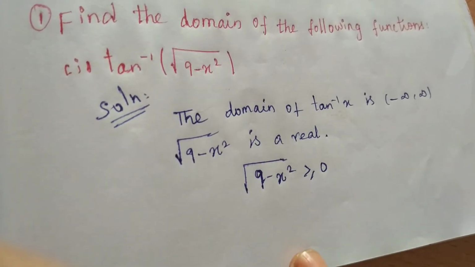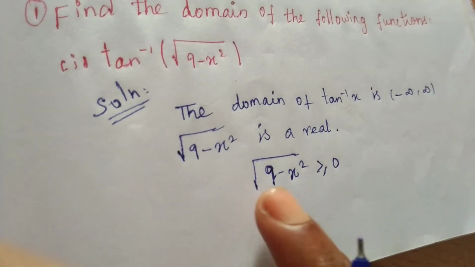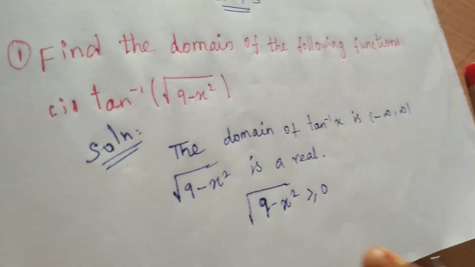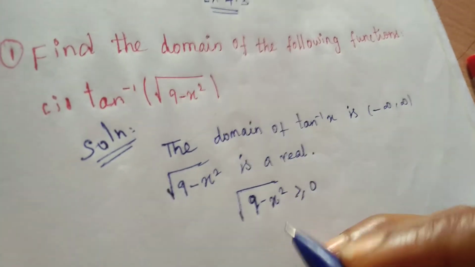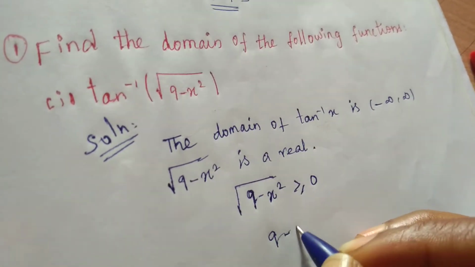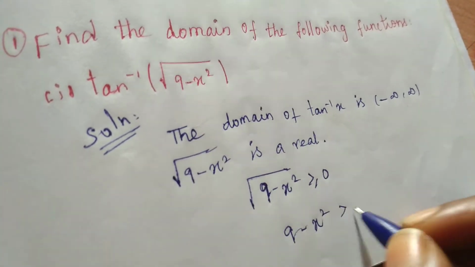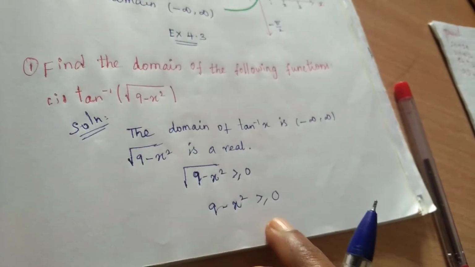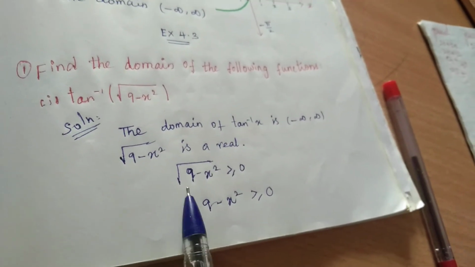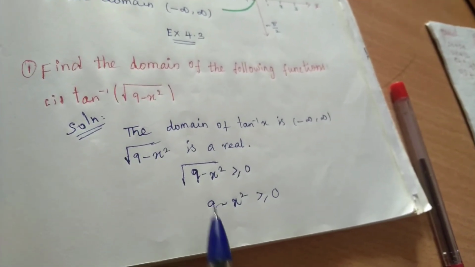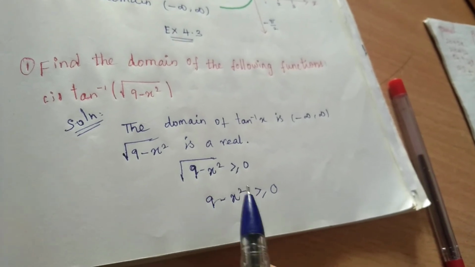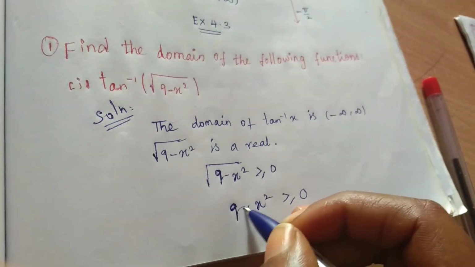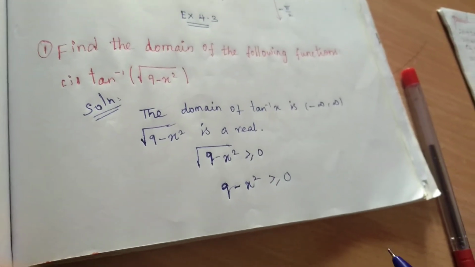Next, taking the square on both sides, we get 9 minus x square greater than or equal to 0. Here, squaring on both sides is why we get 9 minus x square greater than or equal to 0.